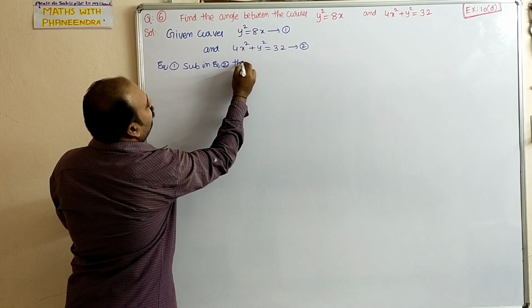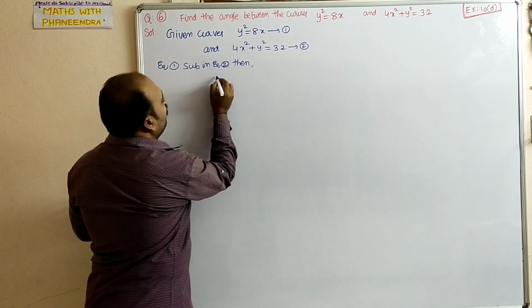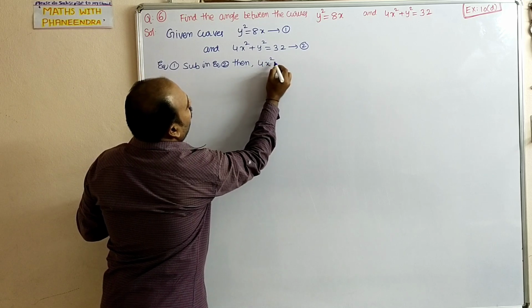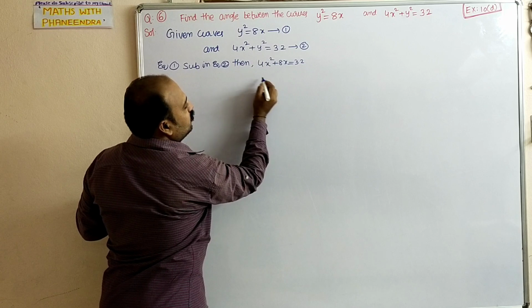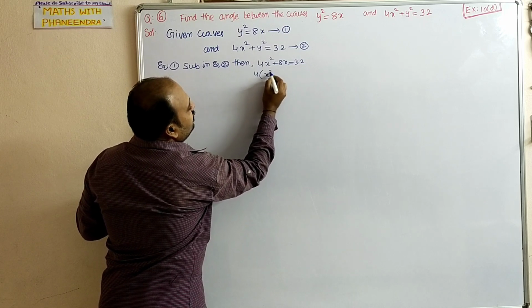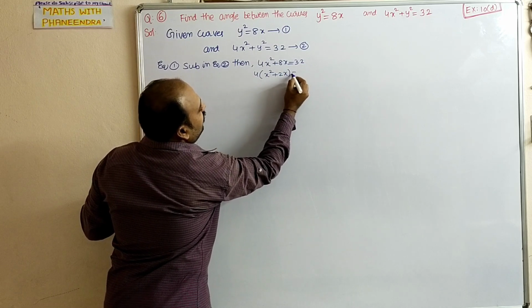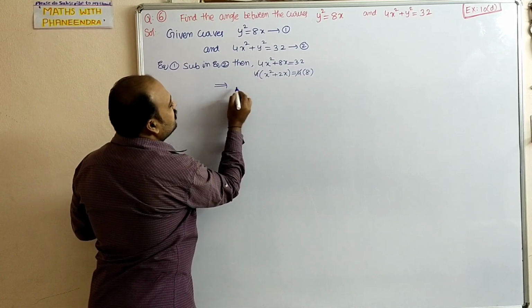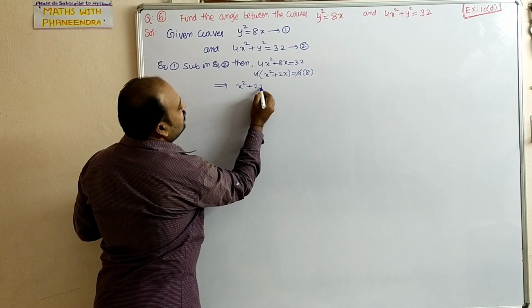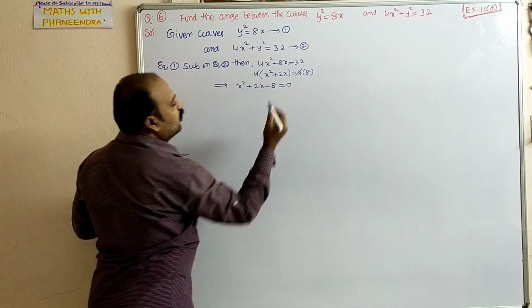Then we have 4x square plus 8x minus 32 equal to 32. So 4 take common: x square plus 2x is equal to 4 times 8. The 4s get cancelled. That implies x square plus 2x minus 8 equal to 0.